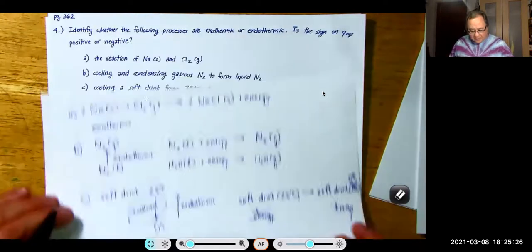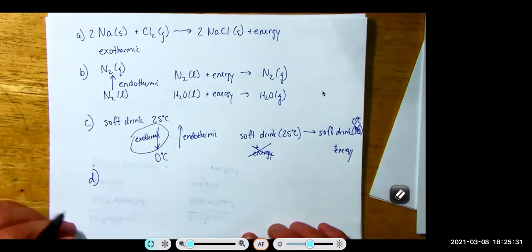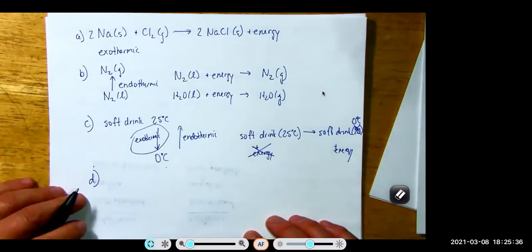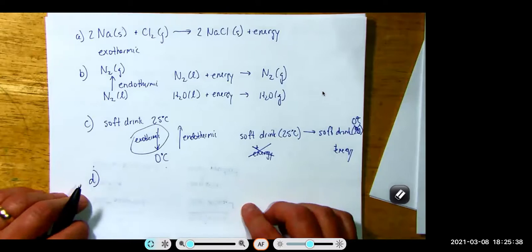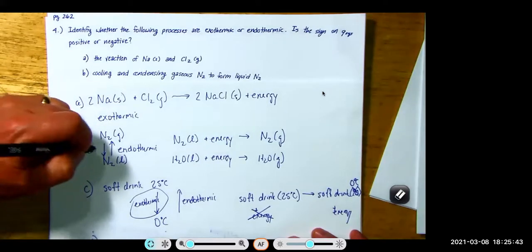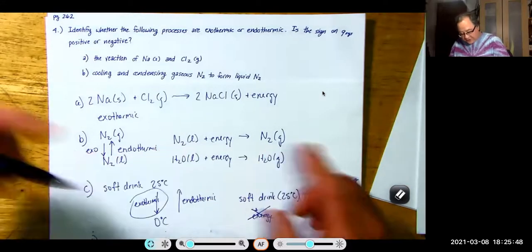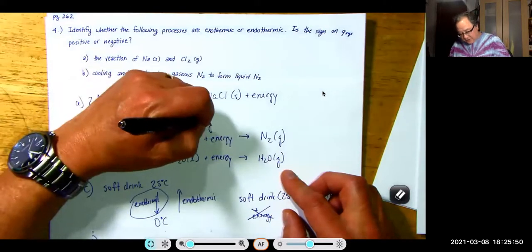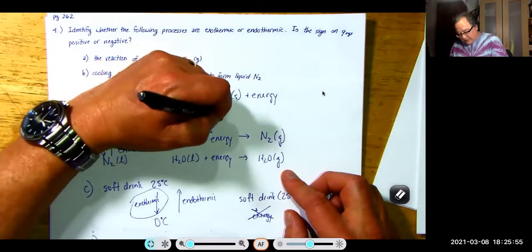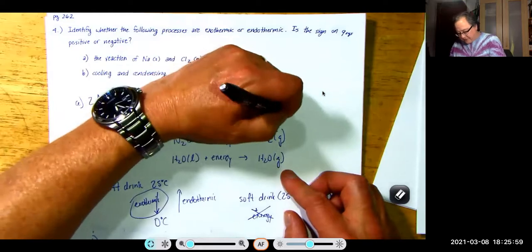And the last example, yes, I have a question about letter B. It says cooling and condensing, so I'm confused why you didn't do the gas to the liquid. Oh, you're right. Good catch. So it's exothermic. It turns out that if you take a reaction like this and write it in reverse, you put N2 gas goes to N2 liquid plus energy, and that is exothermic. Thank you for catching that.